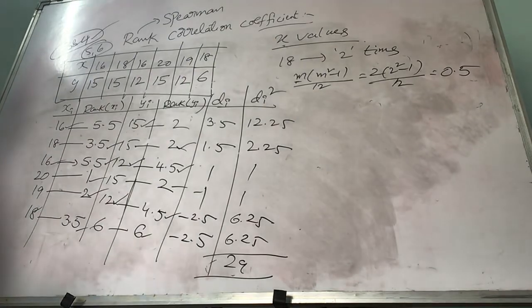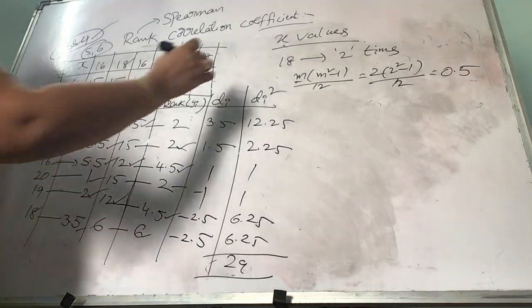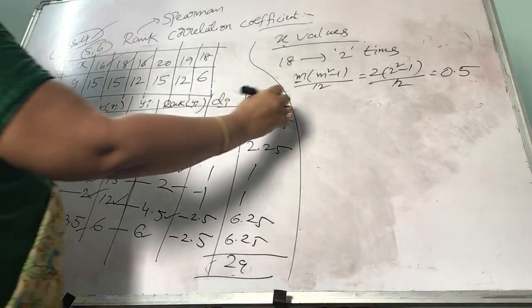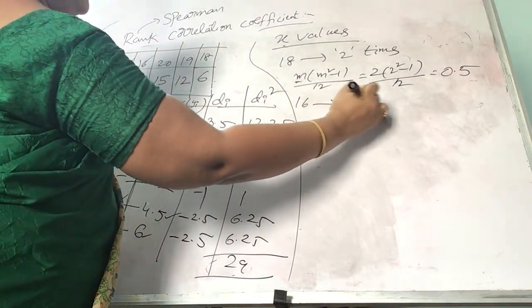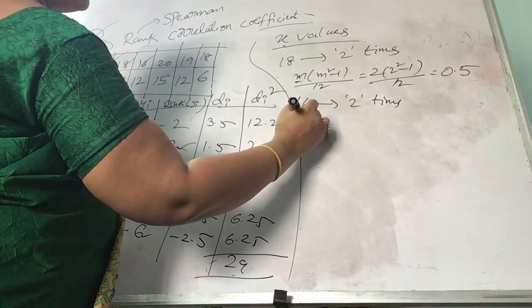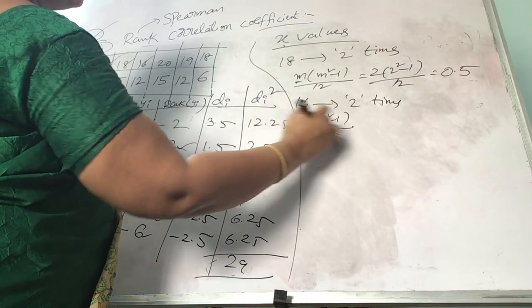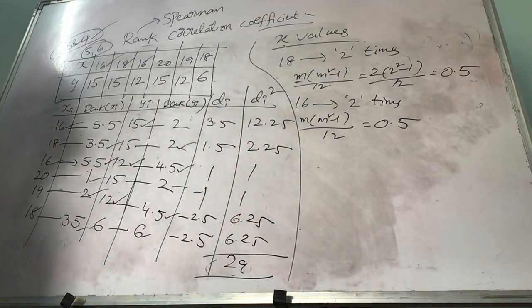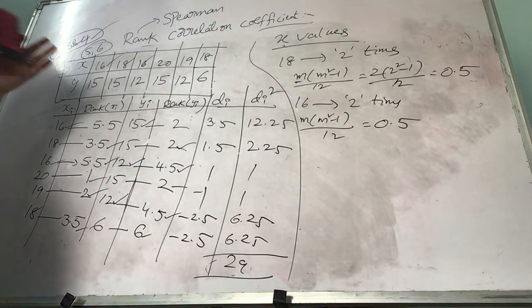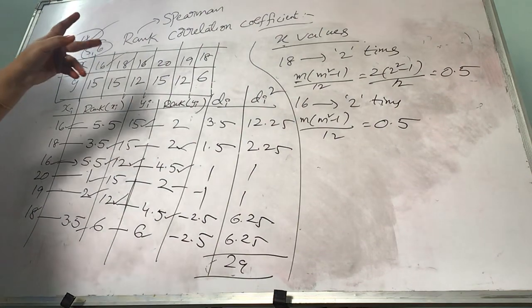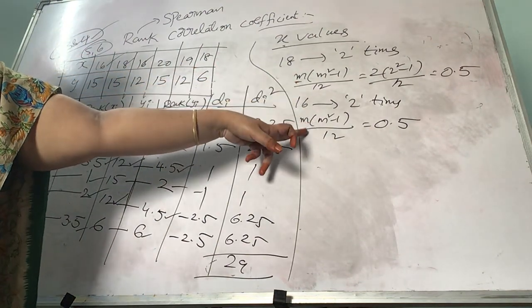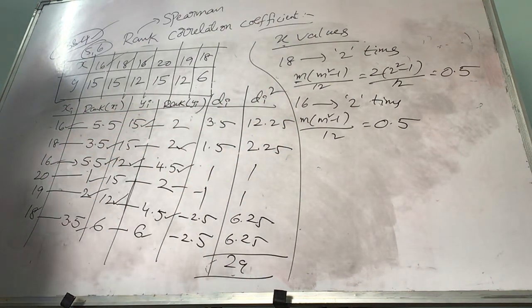1 by 2, that is that value is 0.5. Next, in x values, 16 is also repeated 2 times. Here also the factor m into m square minus 1 by 12 is equal to 0.5. Next, in x observations, for each of the repeated observations we have to find the factor m into m square minus 1 by 12 value.